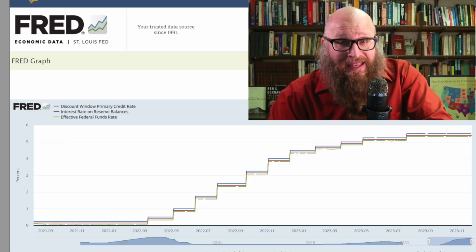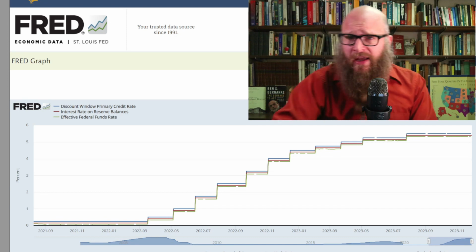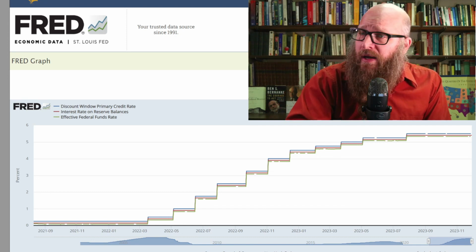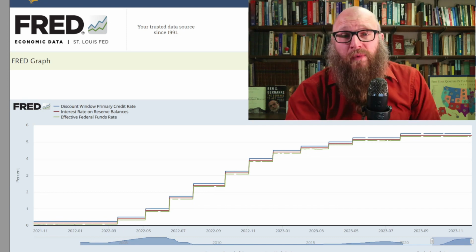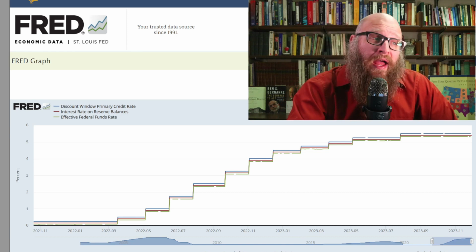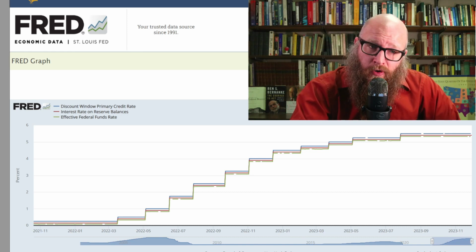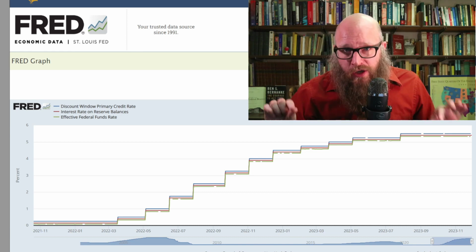Well, that was pretty complicated. Does it work? Yes, it does. So on this graph, in the blue, we have the discount window primary credit rate. In the green, we have the effective federal funds rate, and in the red, we have the interest rate on reserve. And we can see they all track each other pretty close.